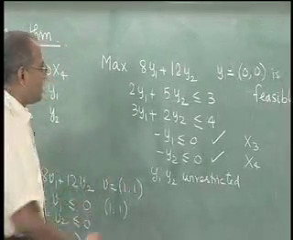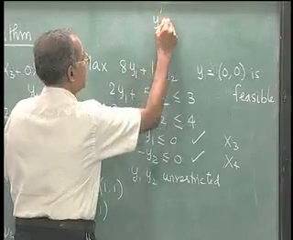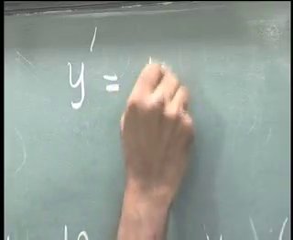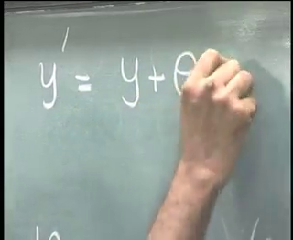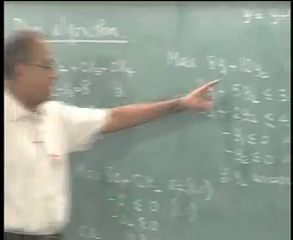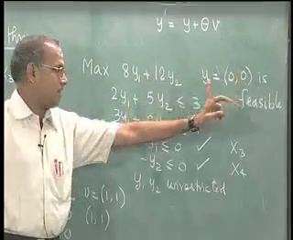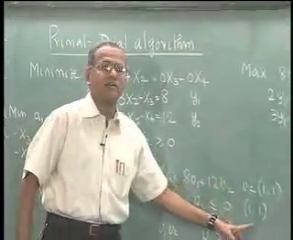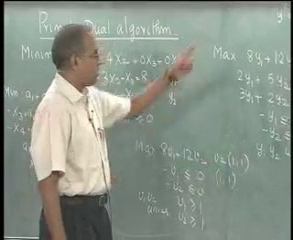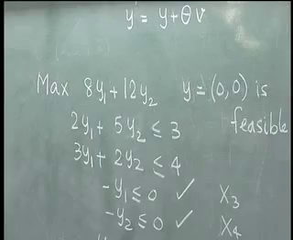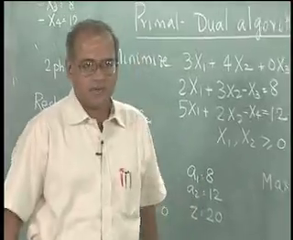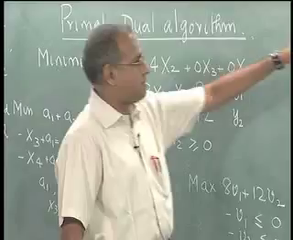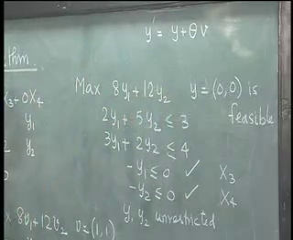So, let us now define the new dual feasible solution as Y dash, and let us call this Y dash as Y plus theta V, where Y is the original 0 0, the existing dual solution, and V is the solution of the dual of the restricted primal. So, V is 1 1 and we need to find out theta. Then we get another dual feasible solution, which is based on the original Y as well as V.